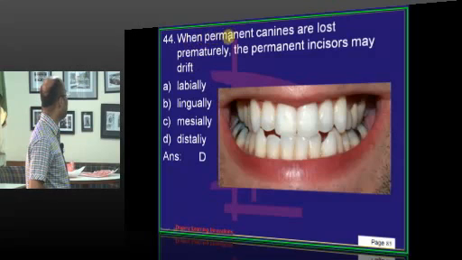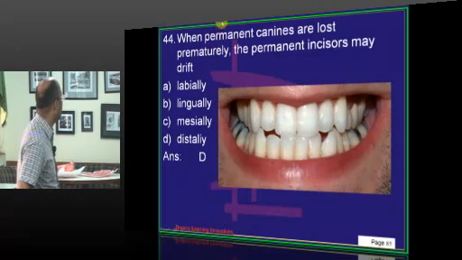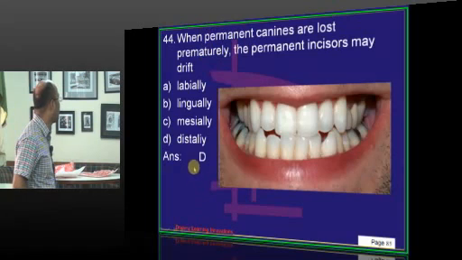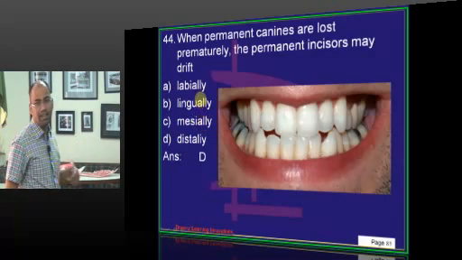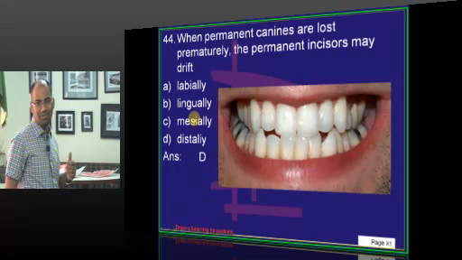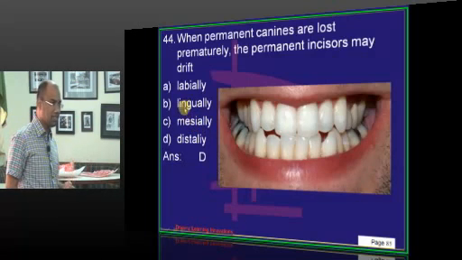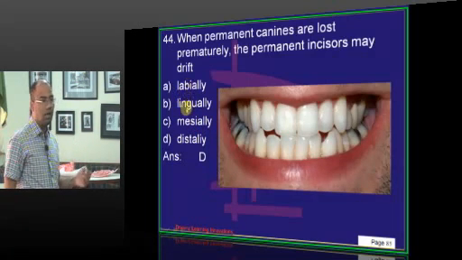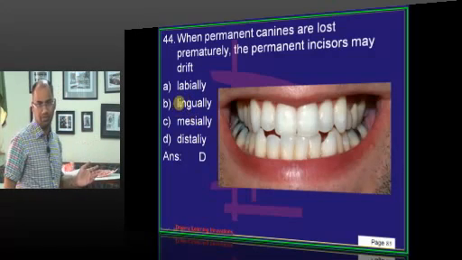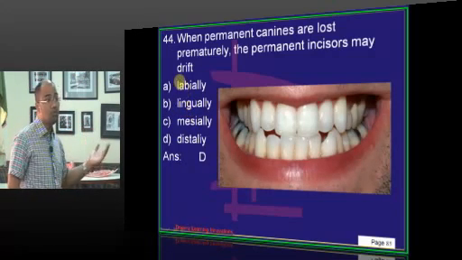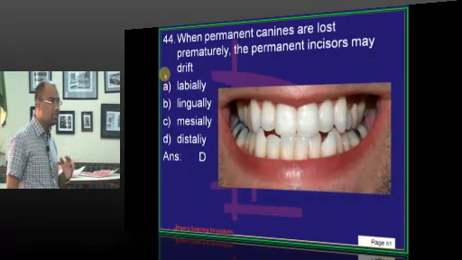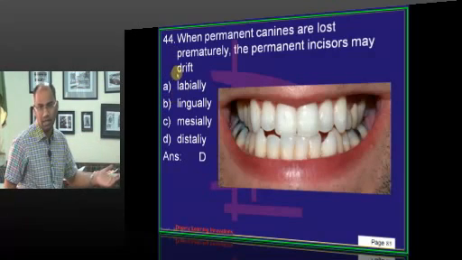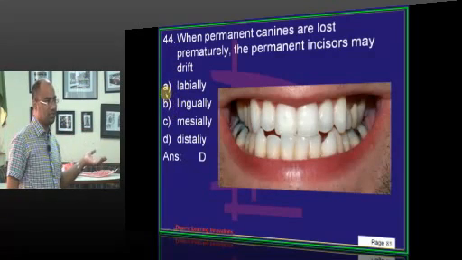When permanent canines are lost prematurely, the permanent incisors might drift distally. We are all the while telling mesial, mesial, mesial. Okay. But whenever we see an extraction space, there is a tendency for the distal tooth to move mesially and the mesial tooth to move distally. But at any point of time, the tooth which is distal will move more mesially than the tooth which is mesial.